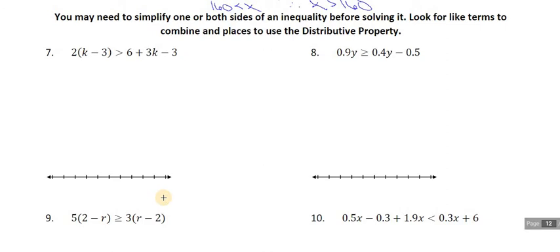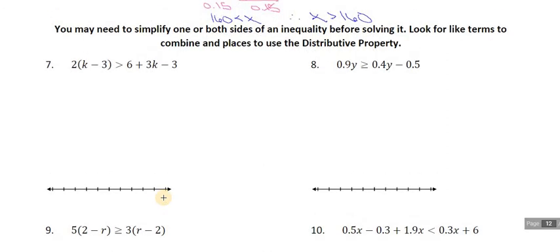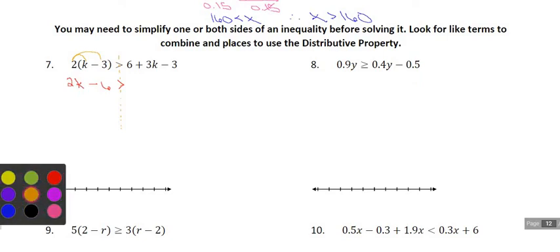Flip my screen around. So in number 7, I do have a distributive property right here in front of my face. Got that 2 on the outside of the parentheses that I need to distribute in. So I've got 2 times k and 2 times negative 3. So that's going to leave me with 2k minus 6 is greater than. Now, when I have like terms on one side of the inequality, I'm going to put them together. We're not going to use inverse operations. I'm just going to put them together.